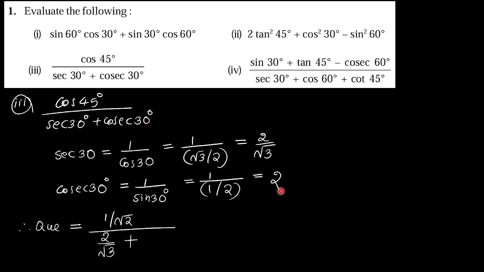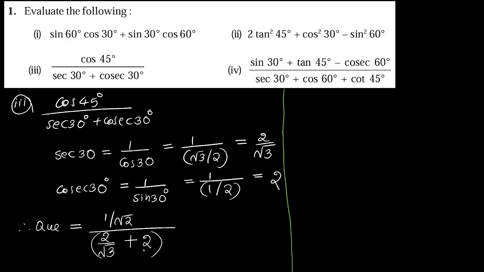Cosec 30 is 2. If you stop here, you will not get full marks. You should do some simplification, okay? So try to simplify. All of you please listen. How can I simplify this?